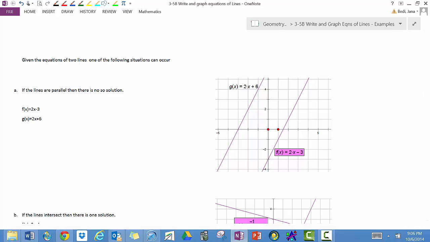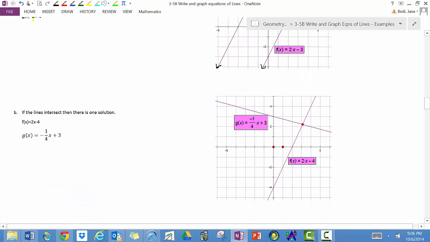Sometimes you may be asked to solve by graphing, in which case you'll be given 2 equations. So let's look at the 3 different situations. If the lines are parallel, which means the slopes are equal, the y-intercepts are different, but the slopes are equal, there is no solution because the lines never intersect. Let's just go ahead and show that these lines go on forever.